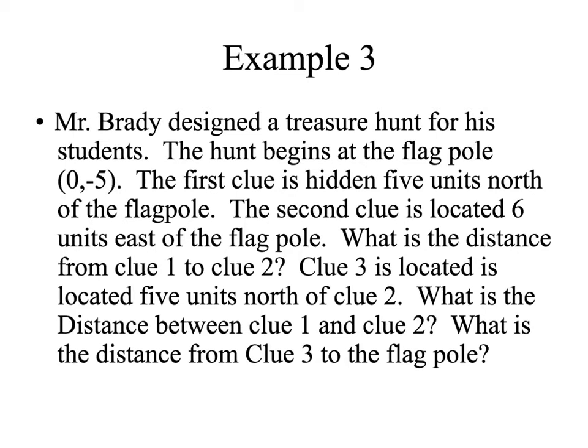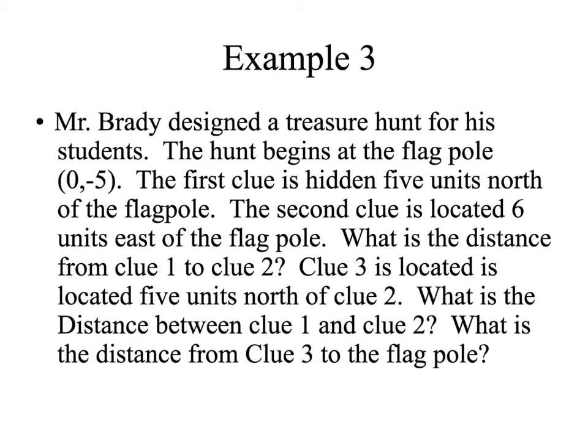So we know that the hunt begins at the point 0, -5. First clue, it says, is hidden 5 units north. So we're going to go up 5. Second clue is 6 units east of the flagpole. So you're going back to the flagpole and you're going 6 to the east. And it wants to know the distance between clue 1 and clue 2.